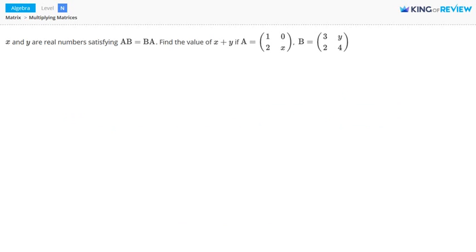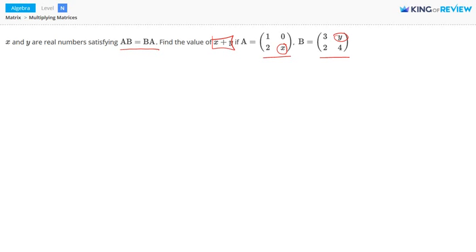In this problem, we're asked to find the value of x plus y. X and y are these entries within the matrices here. We're also given this equation here: A times B equals B times A, where A and B are these matrices. So let's set up A times B equals B times A.